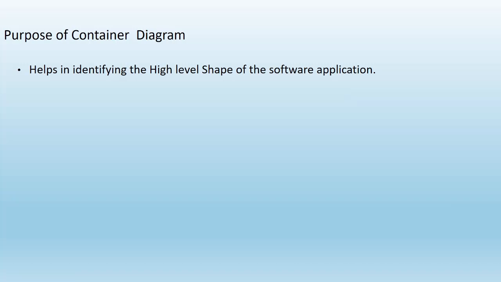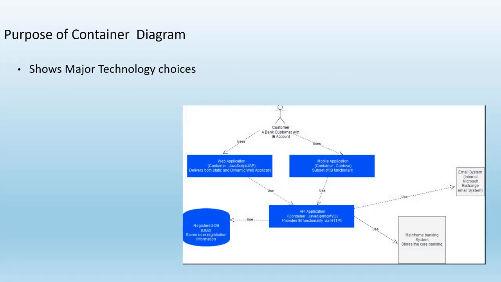The diagram helps in identifying the high-level shape of the software application. The container diagram is a good starting point to lay down the technology choices. If we start building the container diagram of the internet banking application that we looked at earlier during the context diagram discussion, in the container diagram we can start putting in the details of the technology stack.